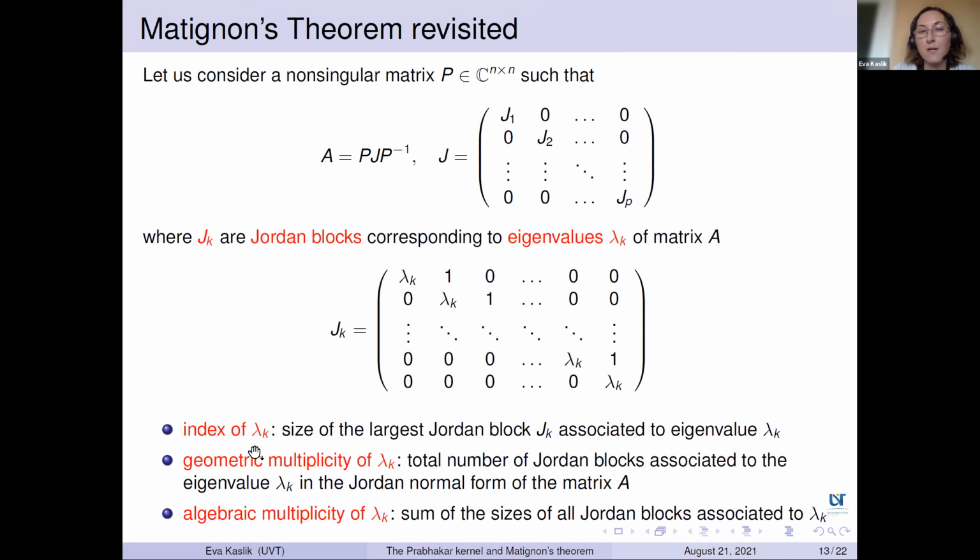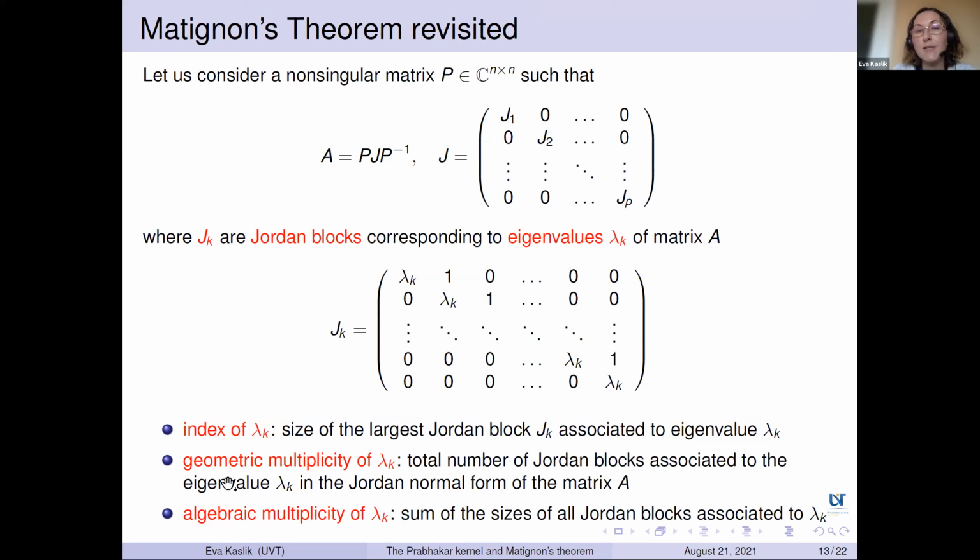The index of an eigenvalue is actually the size of the largest Jordan block associated to that eigenvalue. So if the index of the eigenvalue is 1, it means that all the Jordan blocks associated to our eigenvalue will have size equal to 1. On the other hand, the geometric multiplicity of lambda K is the total number of Jordan blocks associated to the eigenvalue lambda K in the Jordan normal form of the matrix A.